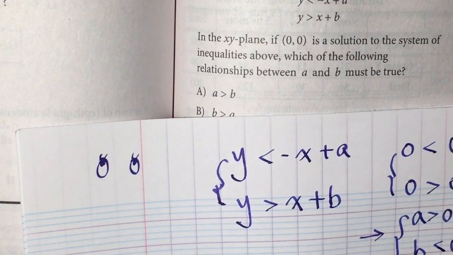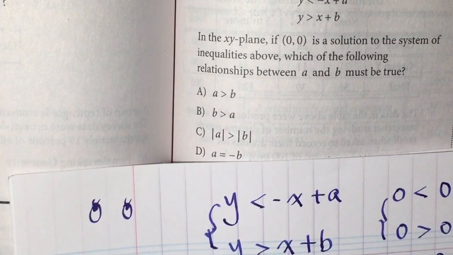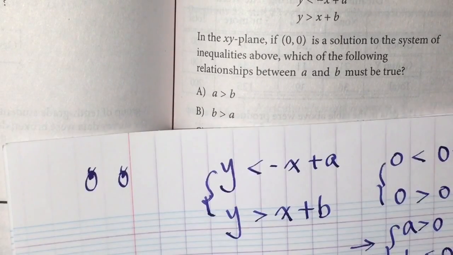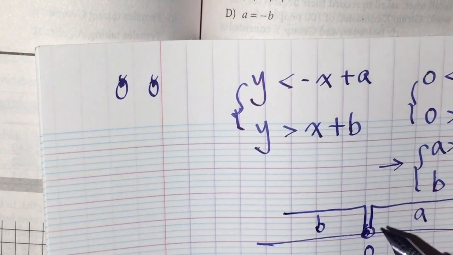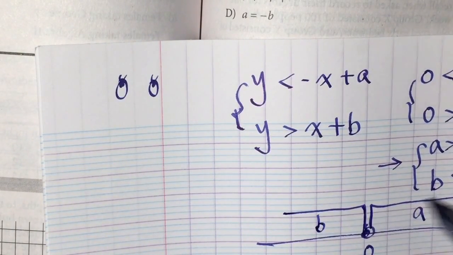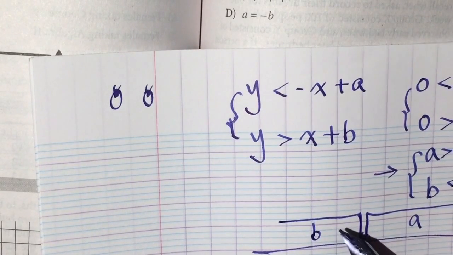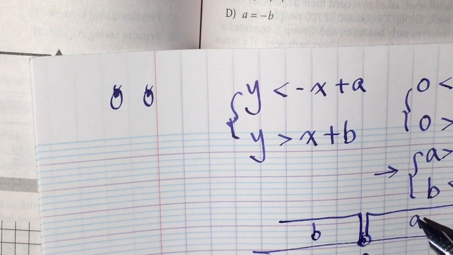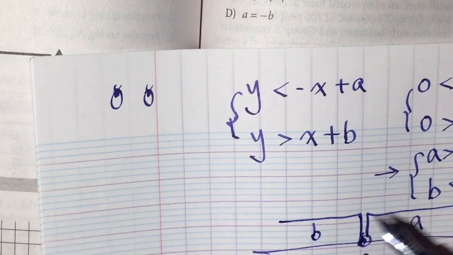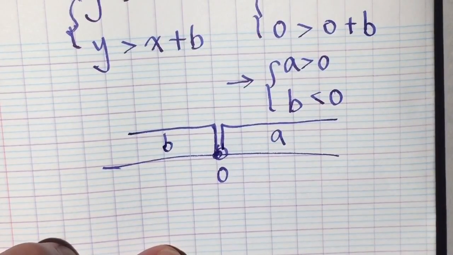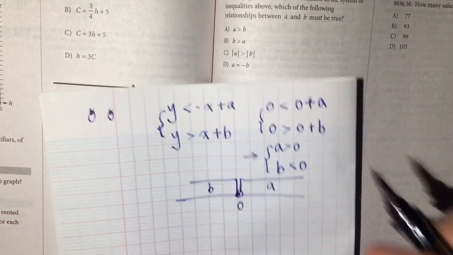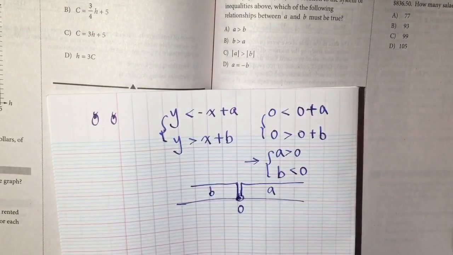b is bigger than a, it's not possible. Absolute value of a and b, there is no comparison because it's about the direction of the number. a equal to negative b? No, not necessarily. It's just one of the very narrow chance. Okay. So the answer is a bigger than b.